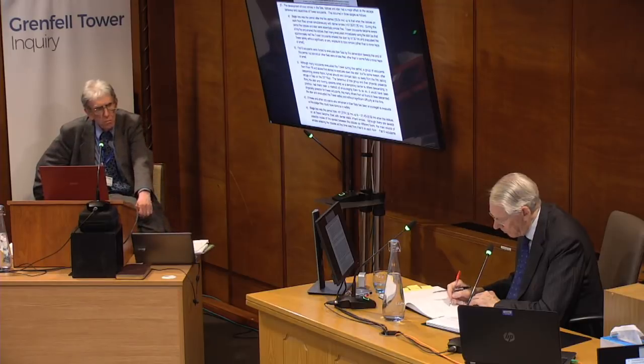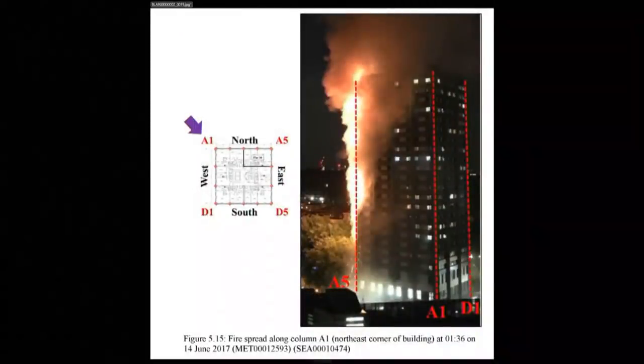I want to put to you a proposition, and it's that during that second stage that you've identified, there were internal fires in flats. Yes. And to do that, I need to show you a number of pieces of evidence. And the first is from Dr. Lane's initial report. We have BLAR 702, page 19, please. And we see there a photograph. Yes. It's timed at 1:36. And we can see that there are a number of lit flats. Yes, yeah.